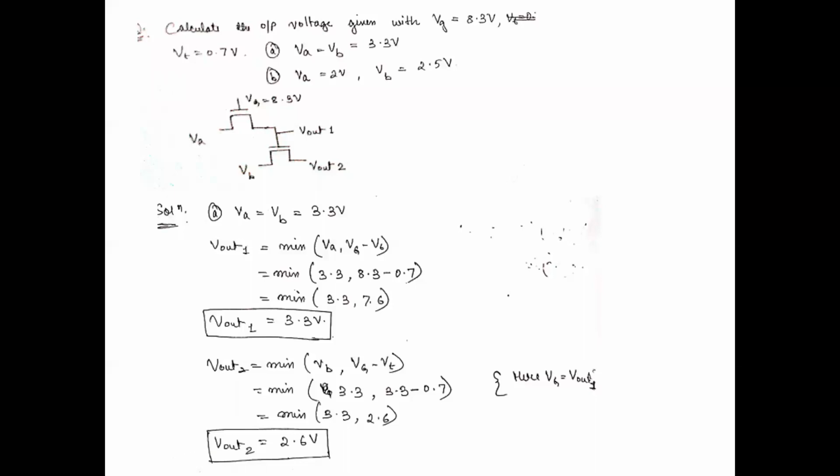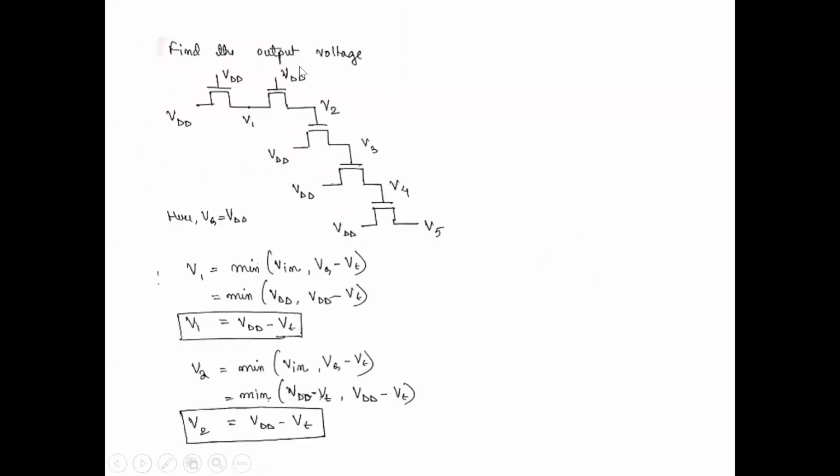Similarly, we'll do the next problem. Find Vout voltage for this given circuit. It is given that Vg, in all the cases, is equal to VDD. In the first case they have given Vg as VDD. Vin here they have given as VDD. V1 is nothing but Vout1, which will be the minimum of Vin comma Vg minus Vt. Vin is VDD. For the first transistor, Vg is also VDD, minus Vt. So the minimum of this will obviously be VDD minus Vt.